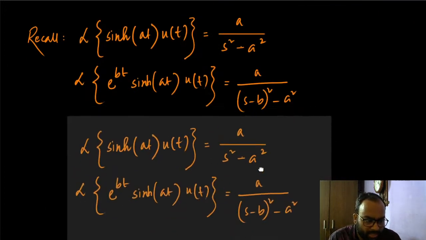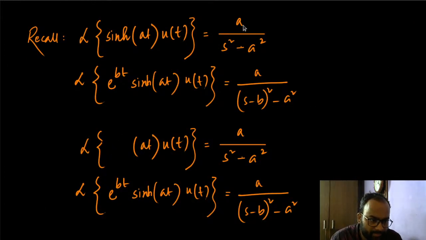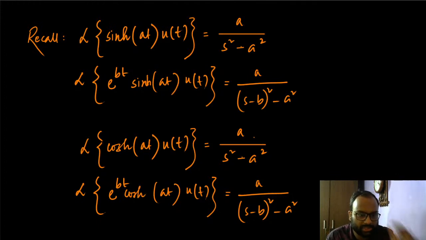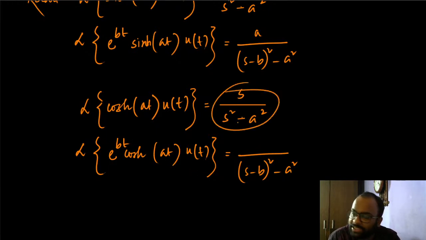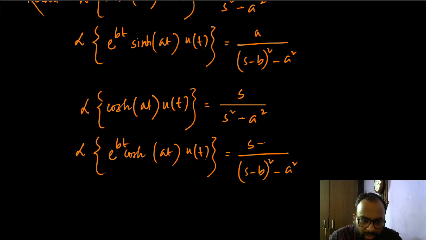The cos hyperbolic function: this was s over s squared minus a squared. Just like that, in order to calculate the Laplace transform of e to the power bt times cosh(at)u(t), all the s must be replaced by s minus b. So that's going to be s minus b.